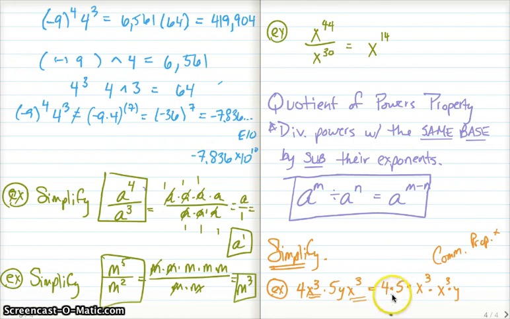And now I can simplify because, again, this is all multiplication. 4 times 5 gives me 20. Here I can employ the rule because I have the same base. So x cubed times x cubed is going to give me x to the 6th. Remember, we are adding these exponents, times y. And y cannot be combined with anything else. Okay, and there we go.